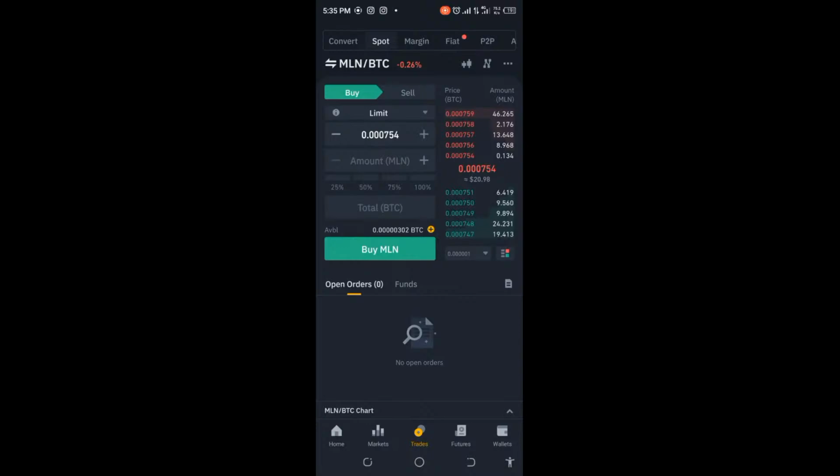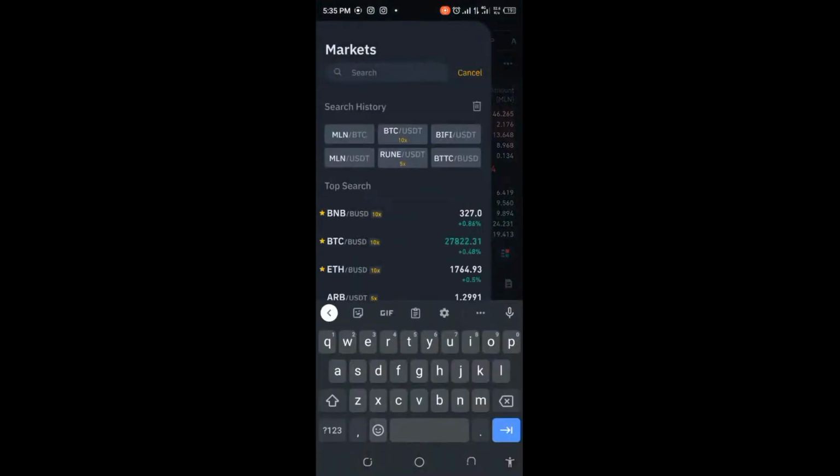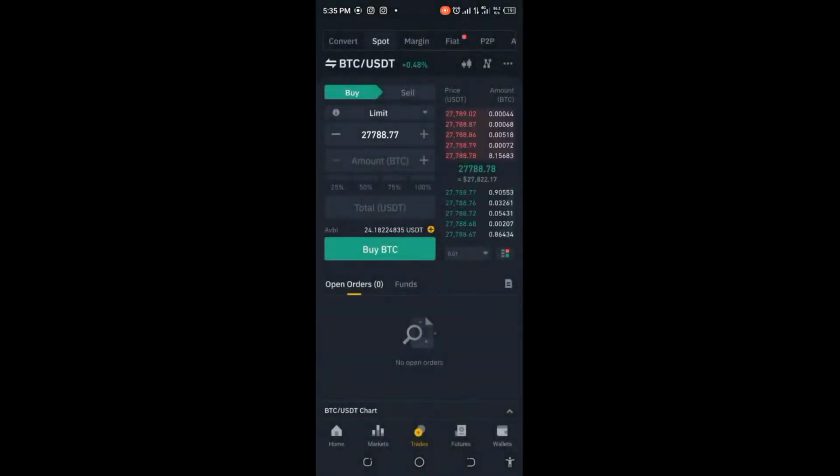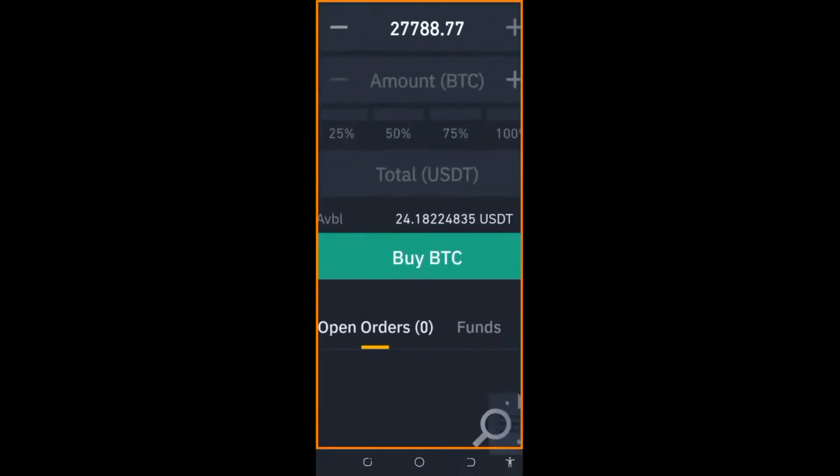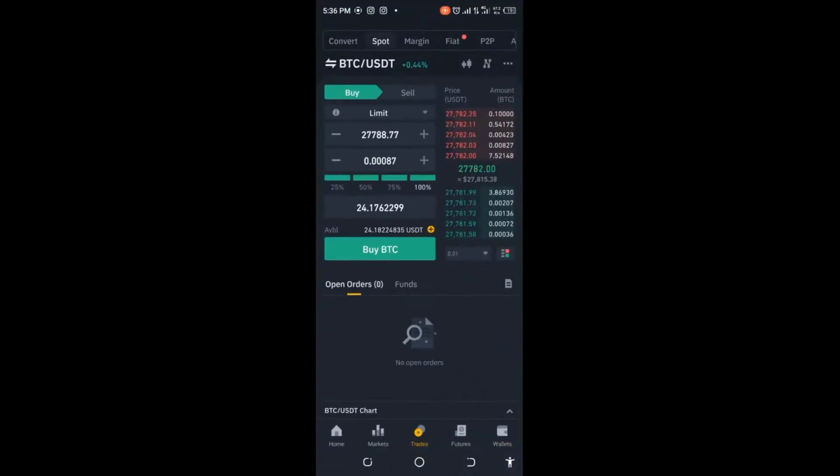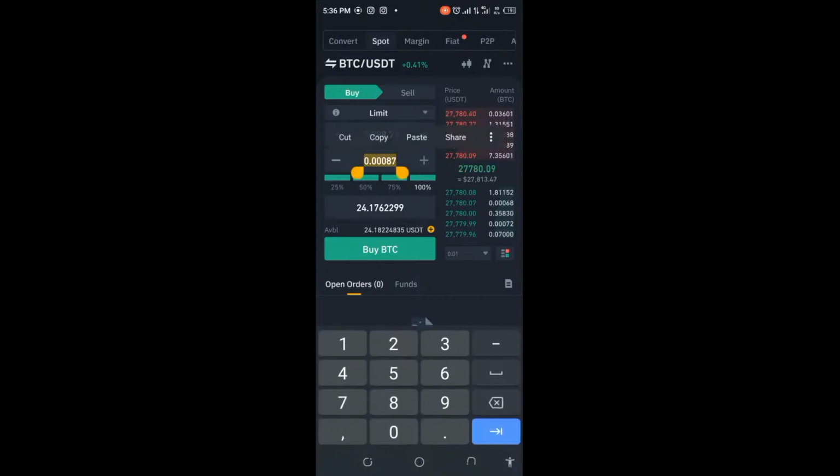So let's go ahead and check out the simulations. I'm just going to first of all go to buy BTC because this is MLN BTC. That's where the opportunity is. So the first thing I need to buy is BTC. Like I told you, I'm using $24.18. So I'm just going to pick that up. Okay, so that's giving me 0.0087. So I'll pick that. So let's cut that.